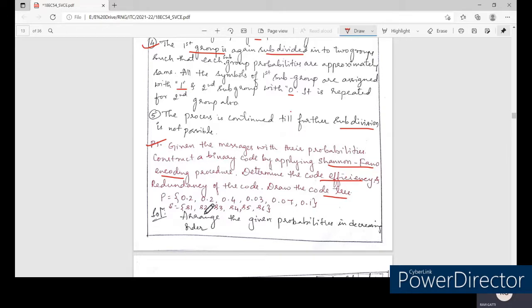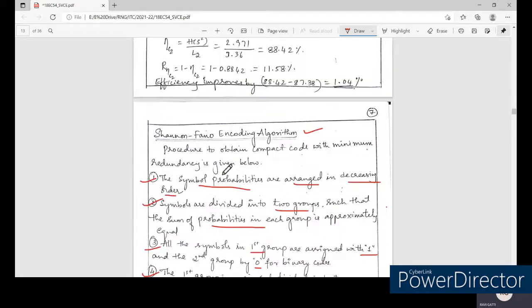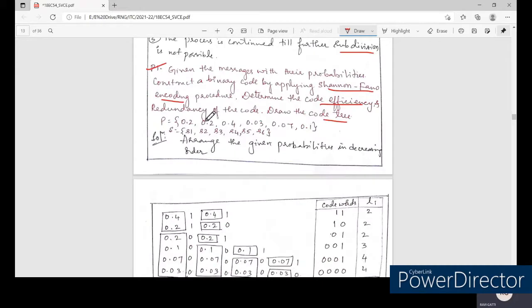What are the symbols they have given you? The symbols are S1, S2, S3, S4, S5, S6, and the probability values they have given are 0.2, 0.2, 0.4, 0.03, 0.07, and 0.1. So you need to apply the Shannon-Fano encoding algorithm. What is the first step? The first step is you need to arrange the symbols in decreasing order of their probabilities.